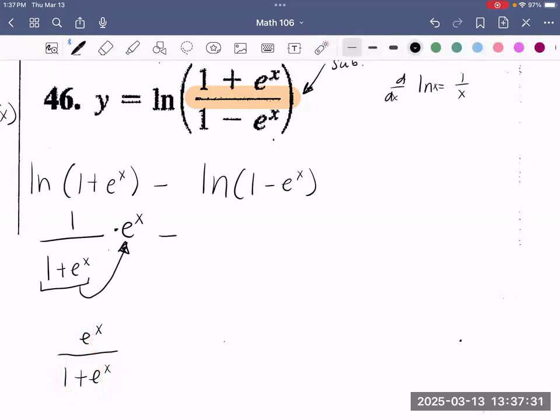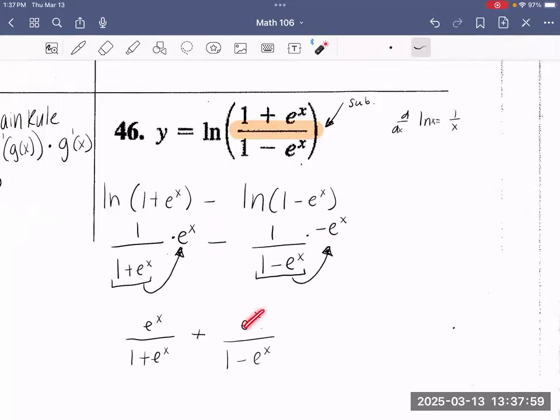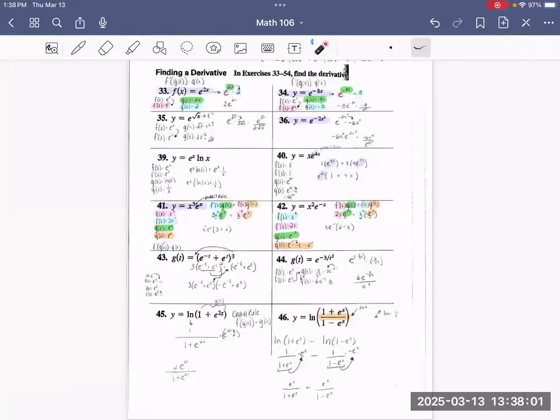We can do the same thing, minus 1 over 1 minus e to the x, and go ahead and chain rule it one more time and derive. We have negative e to the x here, or multiplied by negative e to the x. So that double negative here will turn this positive. So I'm going to make that positive, e to the x over 1 minus e to the x. And again, same thing, we cannot cancel these out. So that should be it.